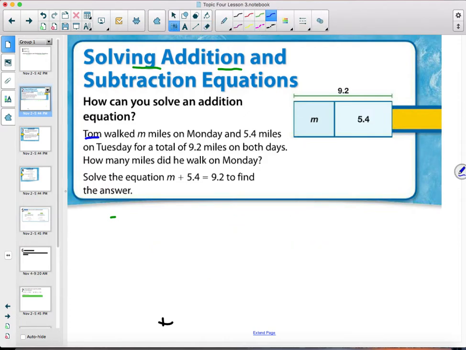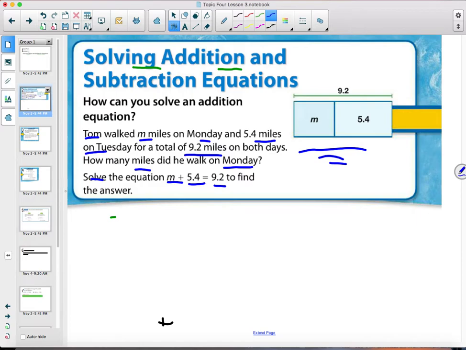Tom walked m miles on Monday and 5 4/10 miles on Tuesday for a total of 9 2/10 miles on both days. How many miles did he walk on Monday? Solve the equation m plus 5 4/10 equals 9 2/10 to find the answer. So they give us this diagram right here.